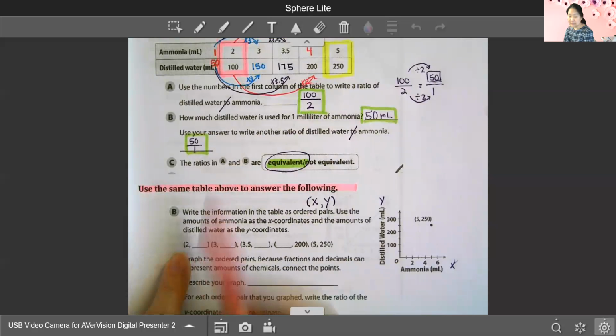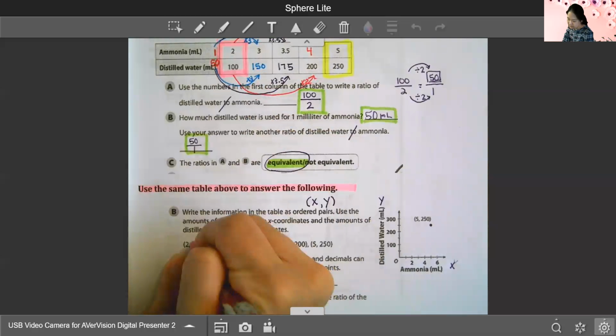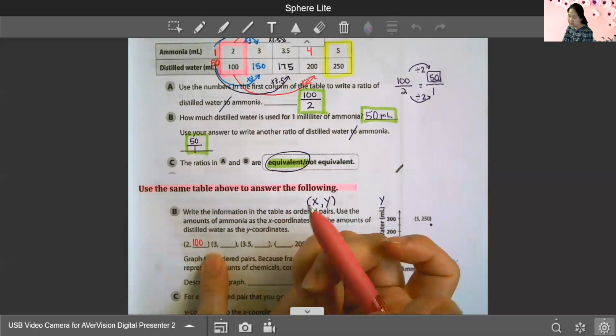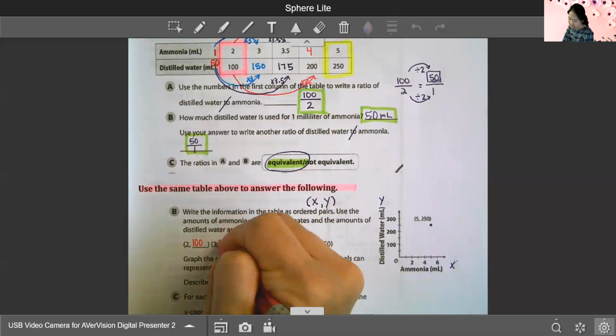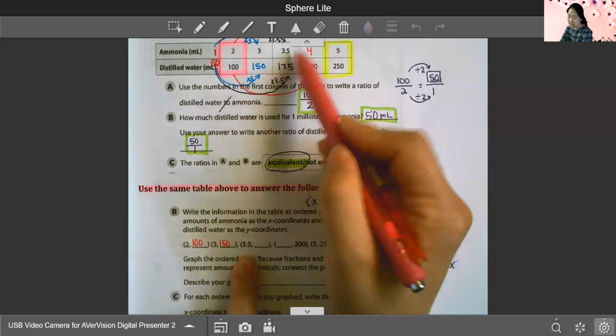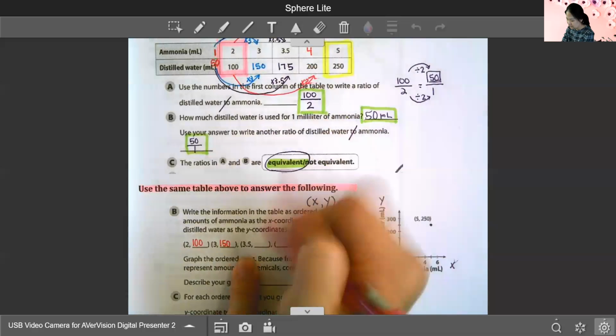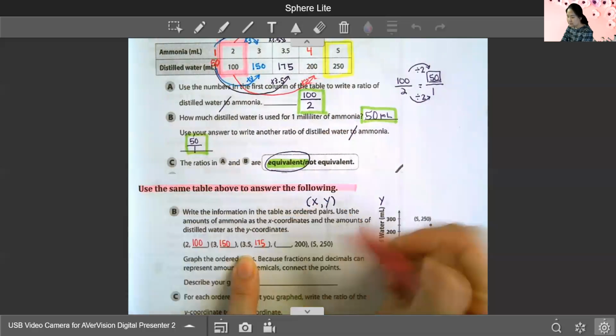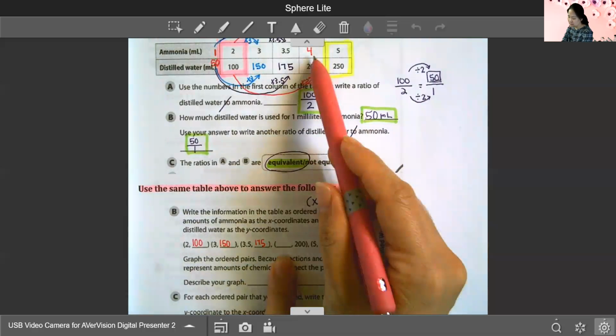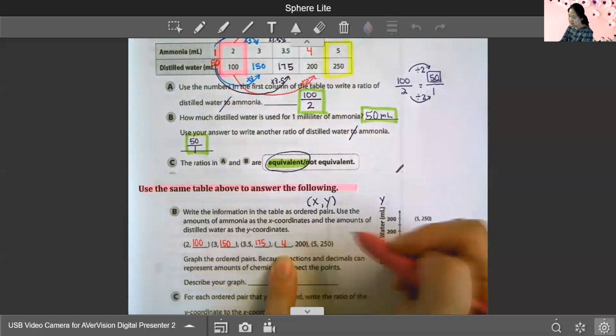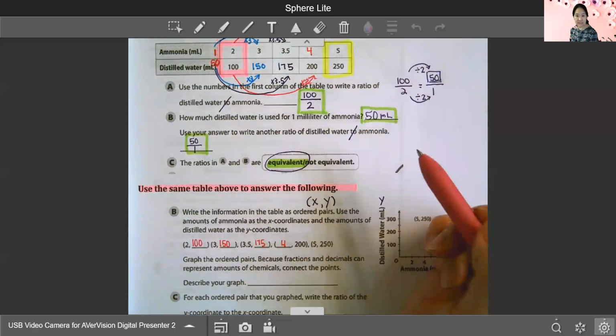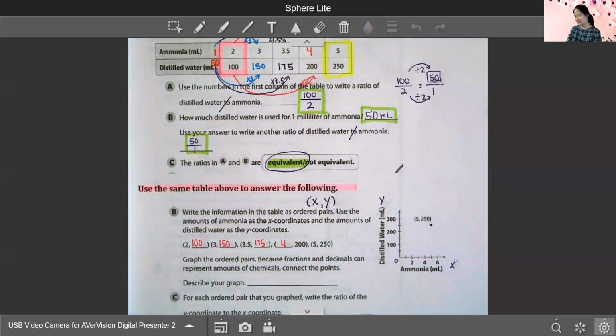So we're going to use the table, not the graph. So 2, comma 100. 3, comma 150. 3 and 5/10, comma 175. 4, comma 200. And then over here, 5, comma 250. So we just did B.